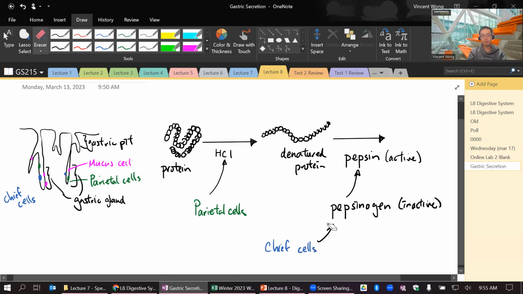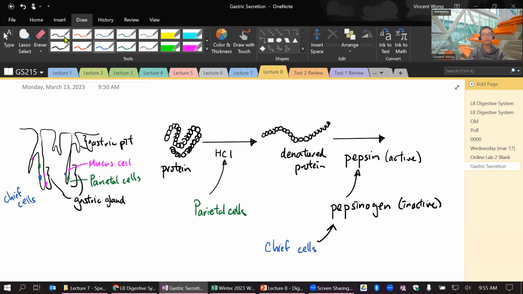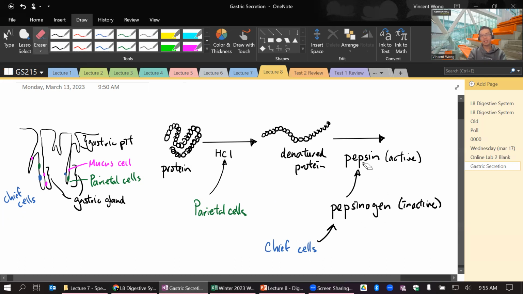Chief cells make the pepsinogen, which needs to be activated into pepsin, which would then chop the denatured protein. But in order to activate the pepsinogen, you need the HCl from the parietal cells. So the HCl does two things: it denatures the protein, and it helps activate the pepsinogen into pepsin.